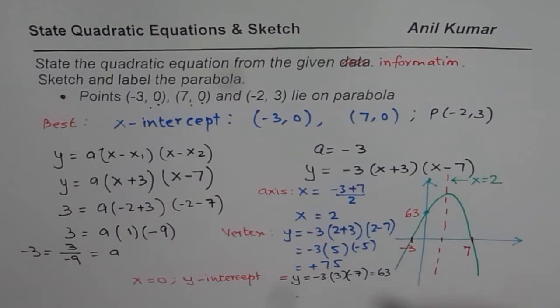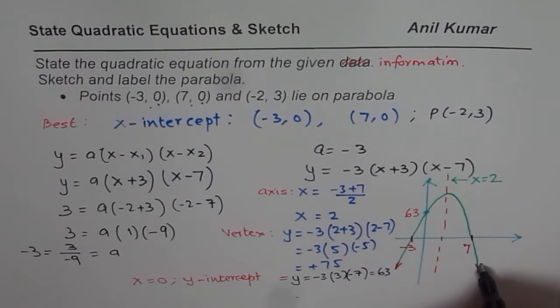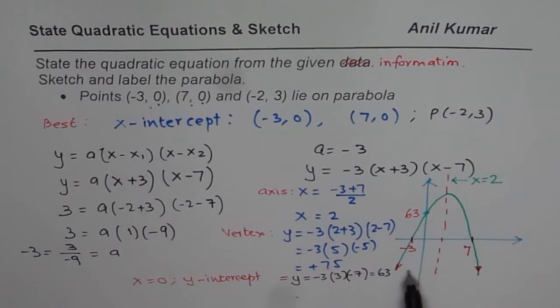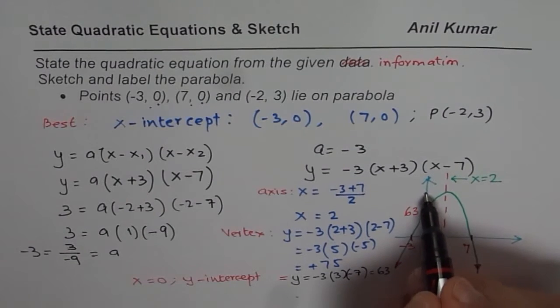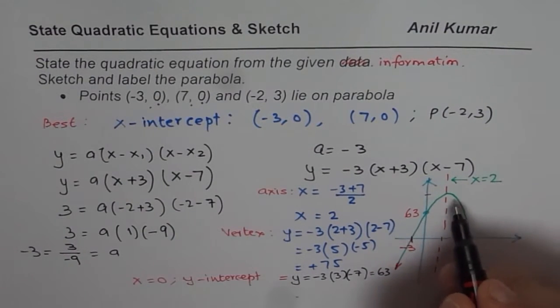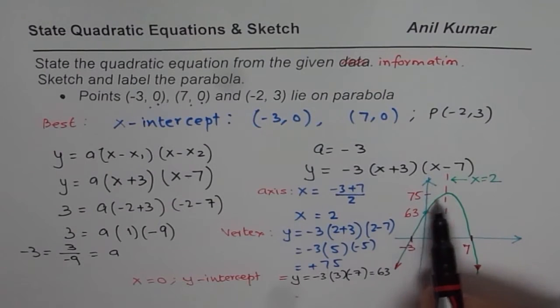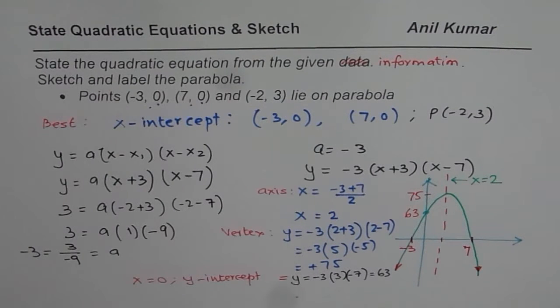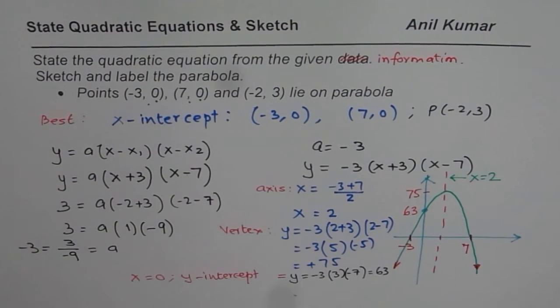So I hope this is a fairly good graph to represent the given information. What we have here is an axis, the y-intercept, x-intercepts at -3 and 7, and the vertex on the axis. So that is how we actually get the given graph. I hope that really helps you to understand how from the given points we can find the equation and sketch a neat graph. Thank you and all the best.